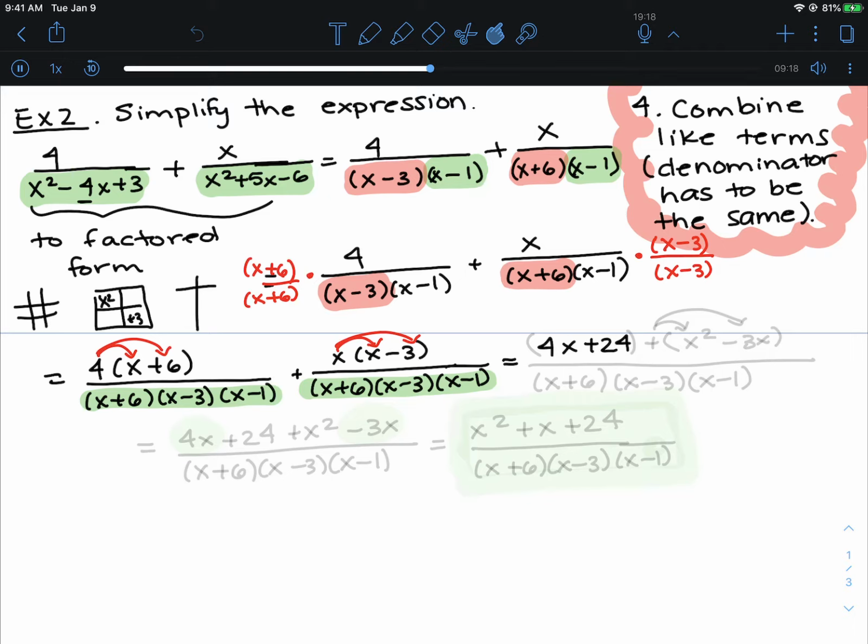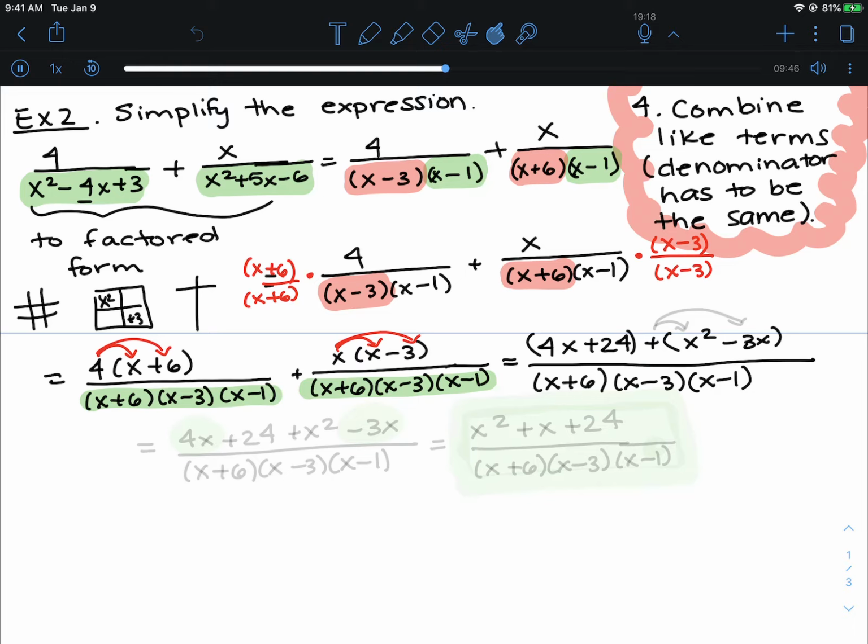Okay, and then I'm going to have plus, I'm going to put this in parentheses here and then put the other one in parentheses: x times x, which is going to be x squared, and then x times negative 3, which is going to be negative 3x. And now I'm going to put all of this on the same fraction because they both have the same denominator: x plus 6, x minus 3, x minus 1.